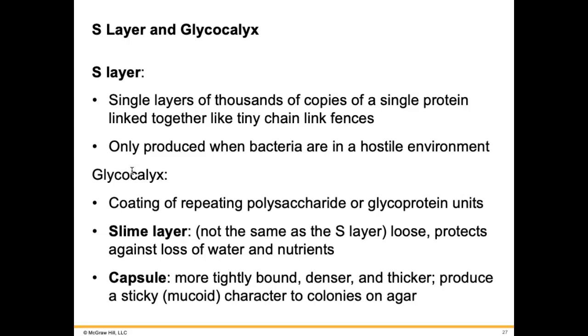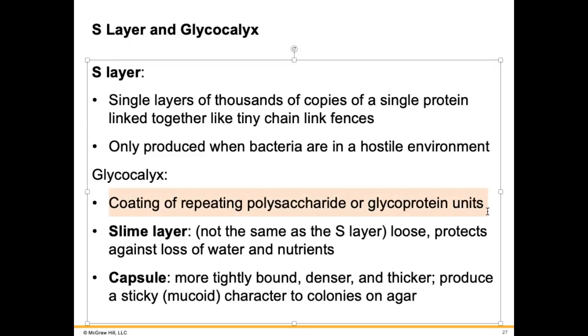The glycocalyx is a coating on the cell, made of repeating polysaccharide or glycoprotein units. I think there might be a test question about what the glycocalyx is made of, so you might want to make a note of this line here. Examples of the glycocalyx would be the slime layer and a capsule. The slime layer is not the same as an S layer. It is a loose layer and it protects against the loss of water and nutrients.